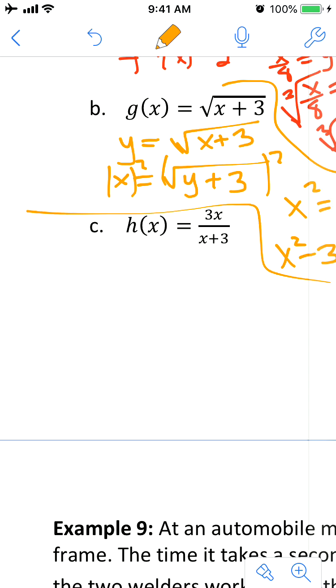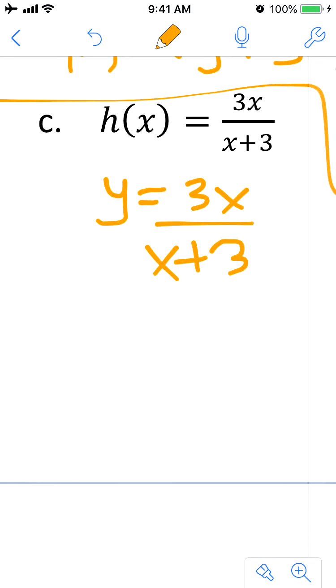Alright, let's try this one out. So we have y equal to 3x over x plus 3. Switch them. You get x is equal to 3y over y plus 3. Okay, rational. We can handle that. Remember, when you're solving for a rational, you want to put the variable in question at least in the numerator. That's the first thing you want. You want to get rid of it in the denominator. So I'm going to move that up there.